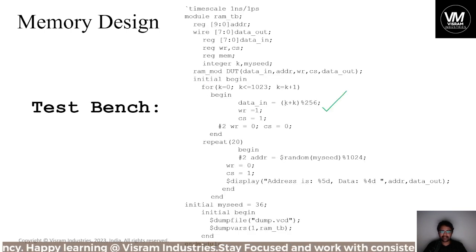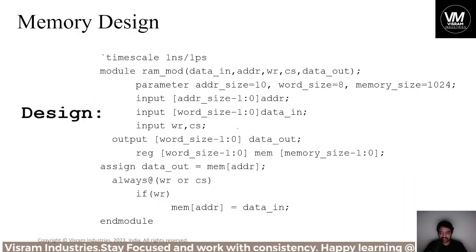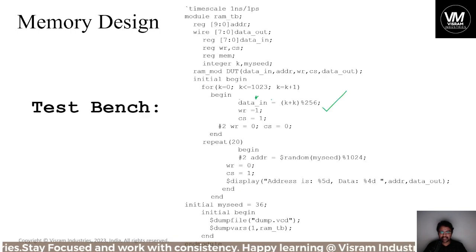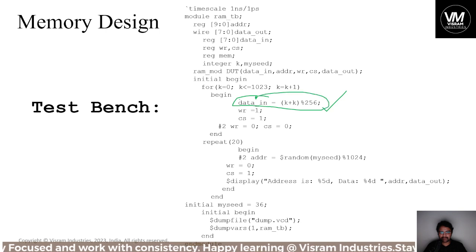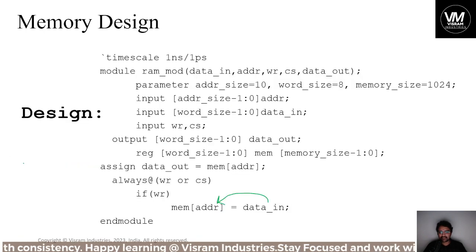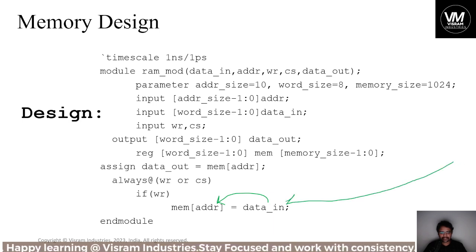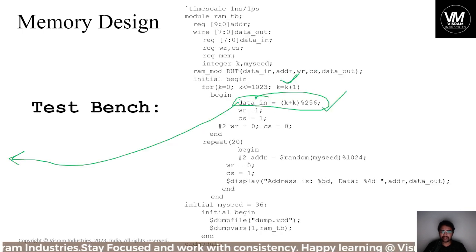So here the data in has been written into the data in, and that data in can be used for the memory address. In the test bench, whatever data in we are acquiring from this, k is equal to k plus 1 increments, for everything increments. So that data is connected to the design. From the test bench, it is connected to the design, and that address location is operated.